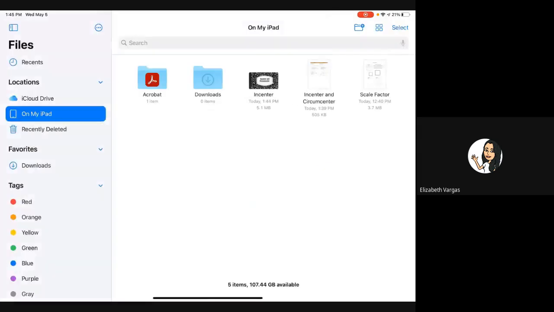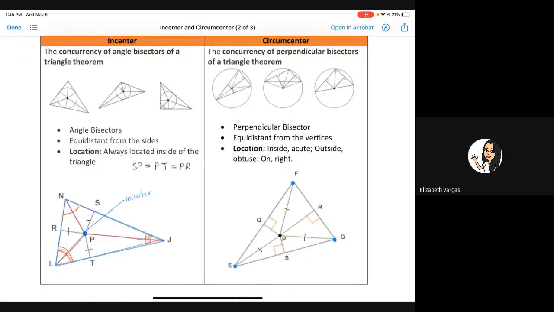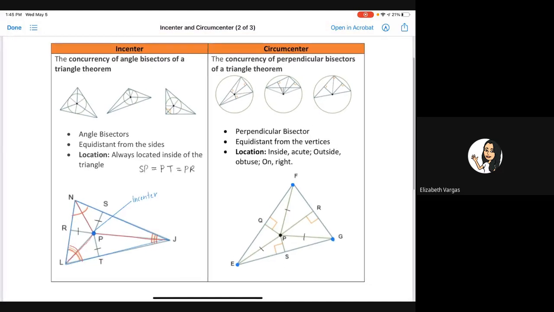Okay. And so now we can go back to this. What did we learn about circumcenter? Well, the circumcenter deals with the concurrency of the perpendicular bisector of a triangle theorem. Remember that circumcenter deals with perpendicular bisectors. It's going to be equidistant to my vertices. And, oh, I skipped that last part. Its location is going to depend on what type of triangle you have. So if it's an acute triangle, it's going to be on the inside. If it's an obtuse triangle, it's going to be on the outside. And if it's a right triangle, it's going to be on your triangle. So very similar to what we saw with orthocenter.